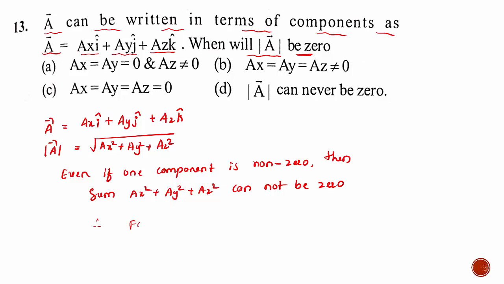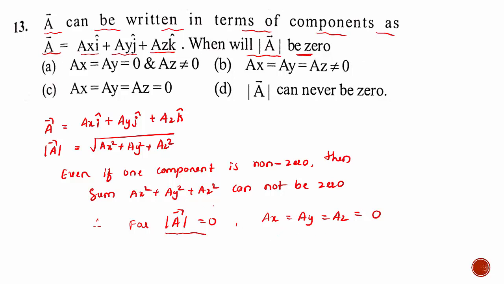Therefore, for mod of vector A equal to 0, when will A be equal to 0? Means we can consider AX, AY, AZ. If all these three values are 0, then only mod A equal to 0. Otherwise, we will not get the answer 0. So here each component should have 0 value.